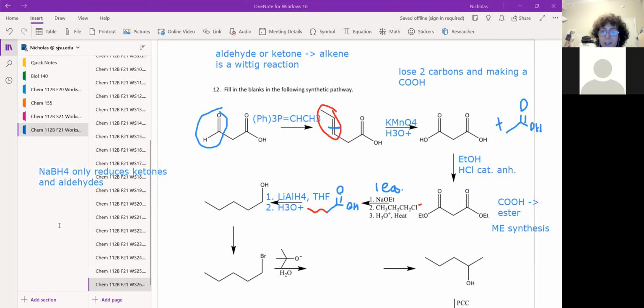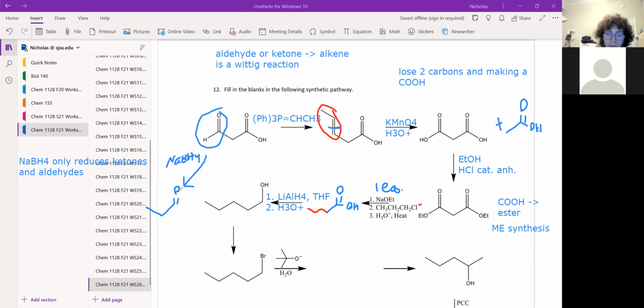So that's the kind of thing where, suppose in that first reaction, we just wanted to reduce the aldehyde and not the carboxylic acid, then that would be a good place to use it because it wouldn't touch the carboxylic acid. It would have done this, just as an example of where it only does one thing.